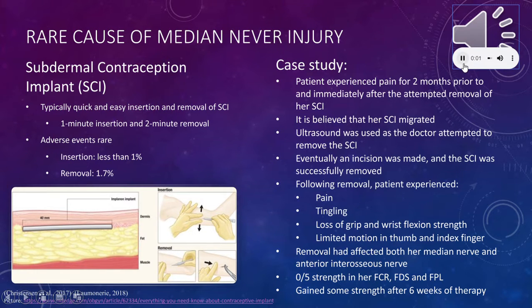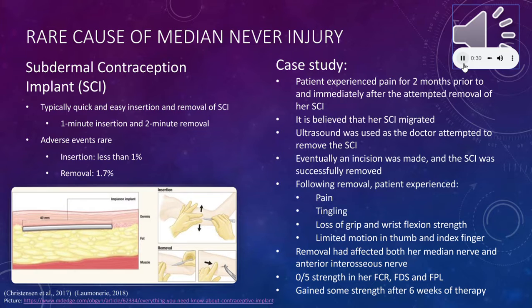So one rare cause of median nerve injury is the subdermal contraceptive implant, or SCI. Typically, this implant is quick and easy to insert and remove. A 1 minute insertion time and 2 minute removal makes it very popular. And adverse events are typically very rare. An adverse event during insertion has less than 1% chance, and during removal is a little bit higher at 1.7%.